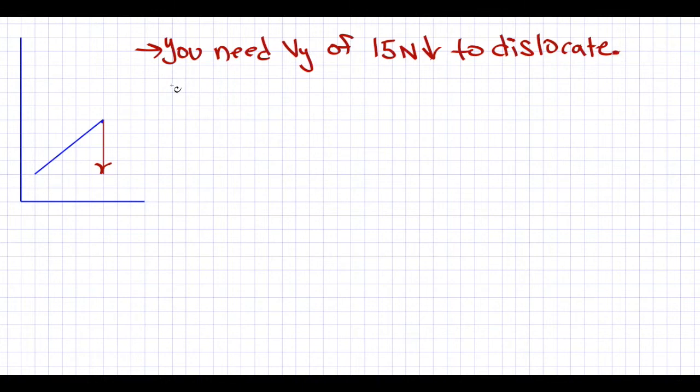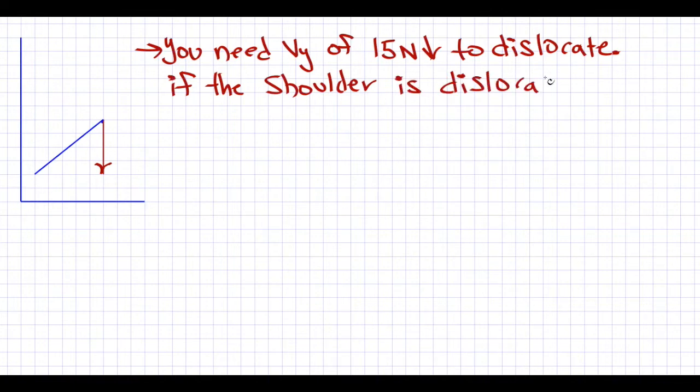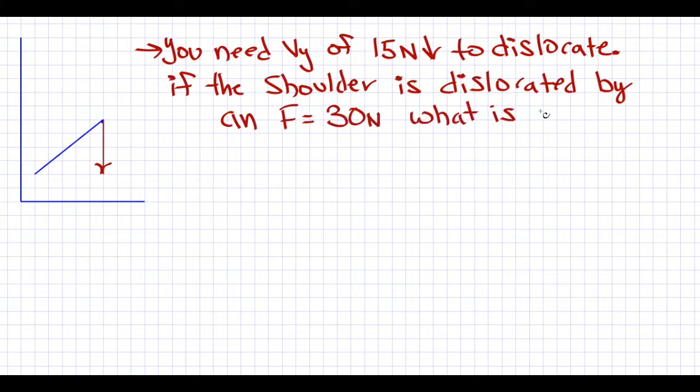I'm going to ask, if the shoulder is dislocated by an F of 30 newtons, what theta would I need? Or what are the possible thetas that could allow this shoulder to be dislocated? Theta has to be at least such that F of y is 15 newtons, but it could be more. 20 newtons would also dislocate the shoulder.